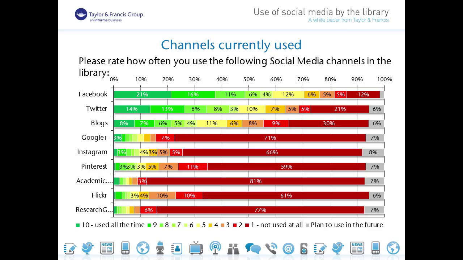Finally, I'd like to draw your attention to the grey bars on the far right-hand side. These show the percentage of librarians who said that they plan to start using these channels in the future. And the fact that all of these grey bars are pretty much the same size shows that perhaps this is still at a very experimental stage for librarians, so there's no clear winning social media platform that's yet to emerge.